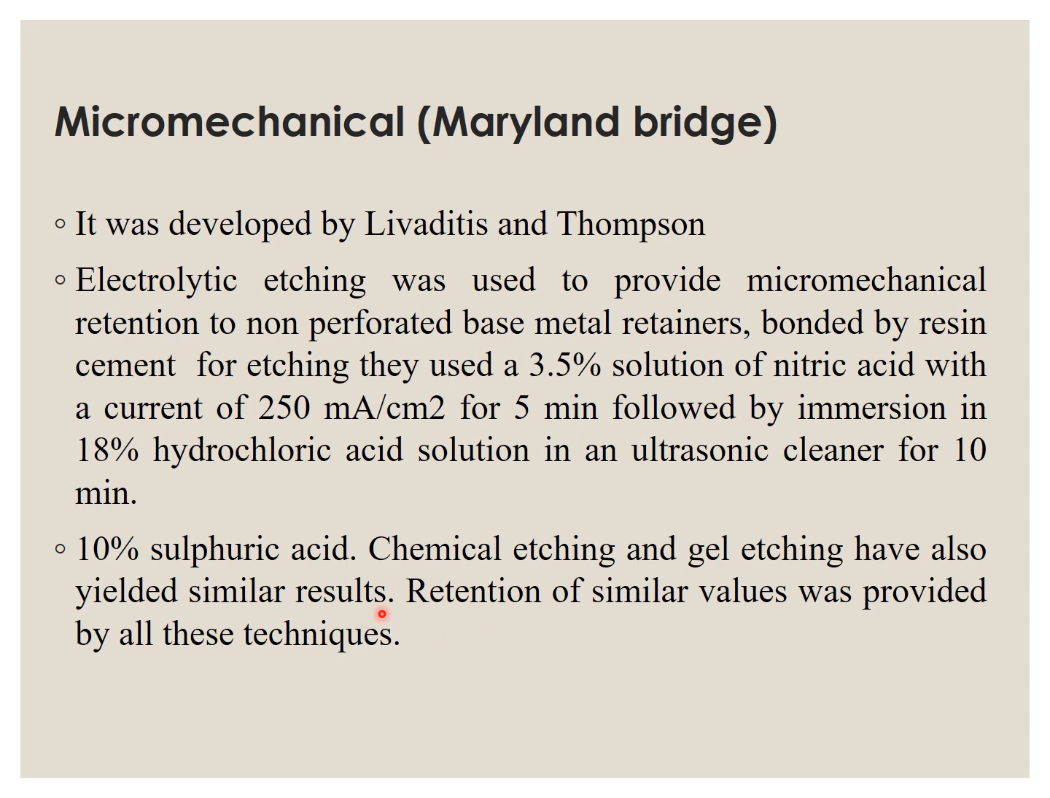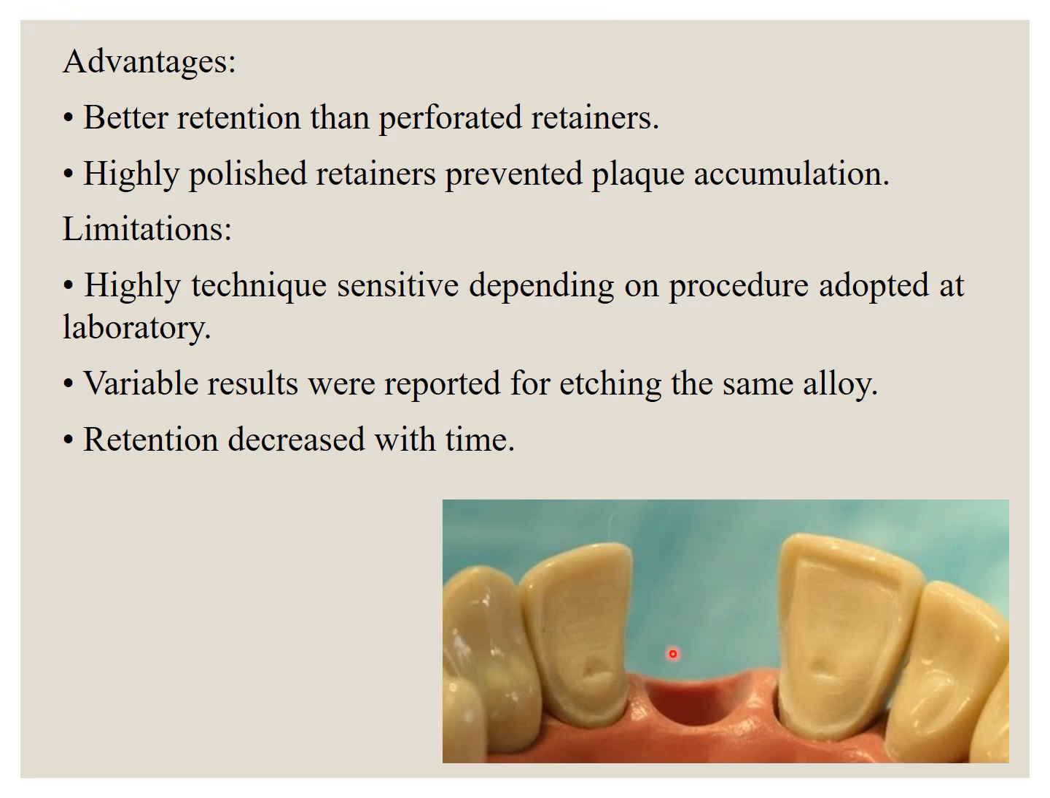Okay, so chemical etching is done by 10% sulfuric acid, and also gel etching has yielded some similar results. So these can be used, and this is basically the picture of the same. This is without perforations. These grooves you can see, we will talk about in detail in the preparations. You can see the grooves and preparation. This is hardly in the enamel, right? And you put a bridge here with the support of the adjacent teeth.